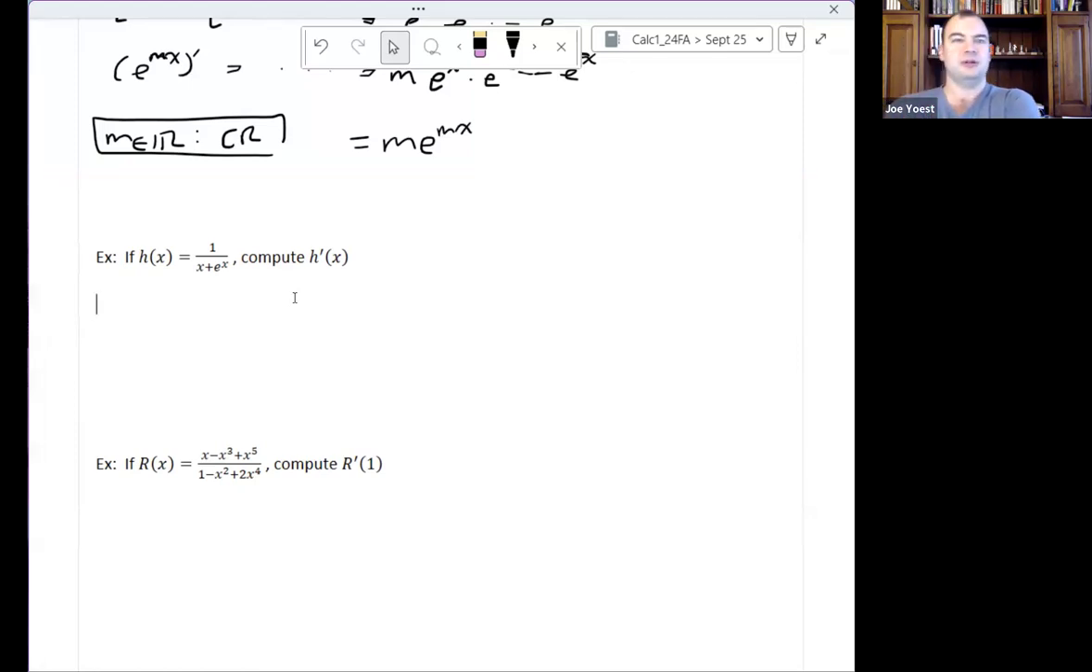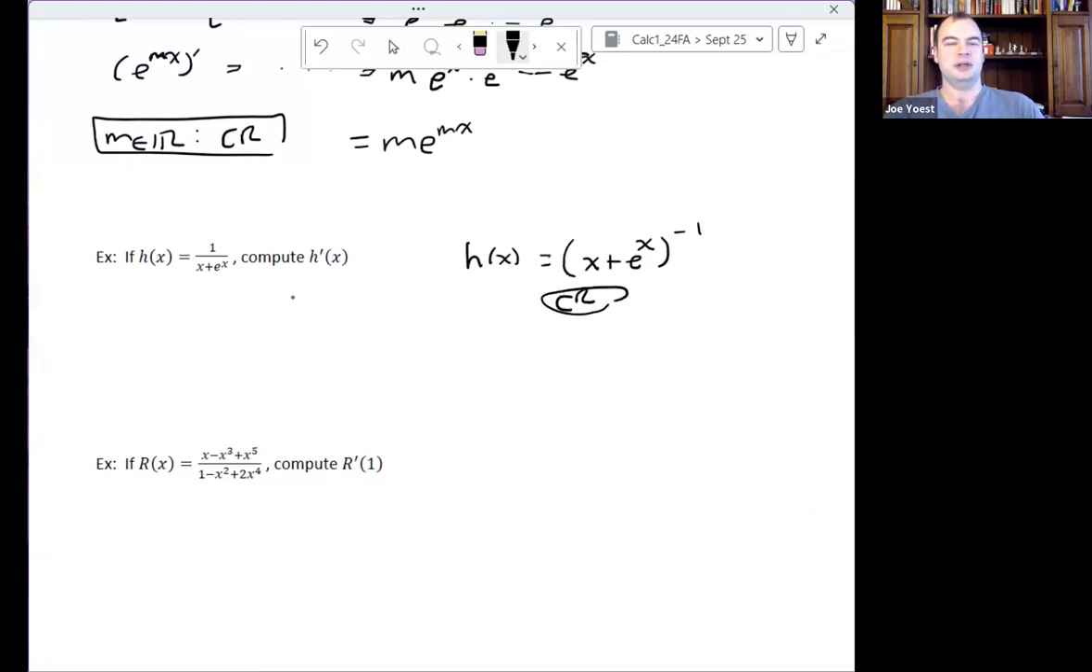And we want to compute its derivative h of x. Now, again, I could think of h of x as x plus e to the x to the negative 1 power, and then apply the chain rule. So if you're going through your notes, we're going to work this out using the quotient rule.